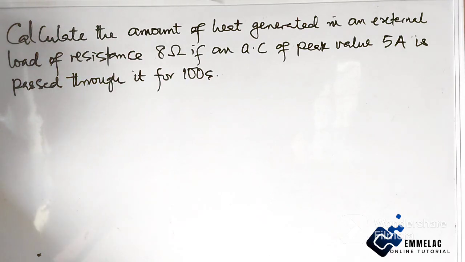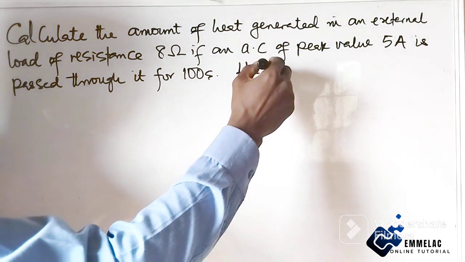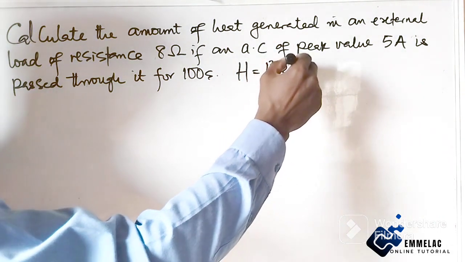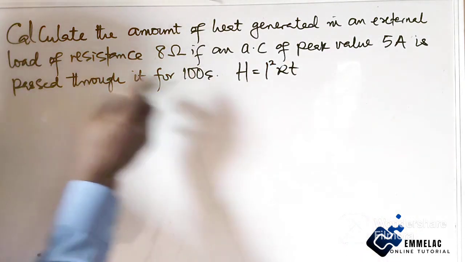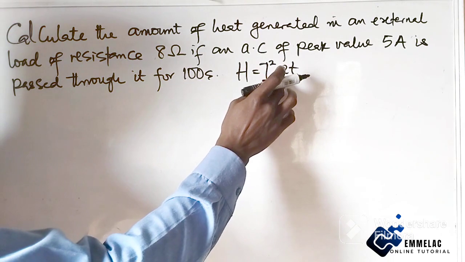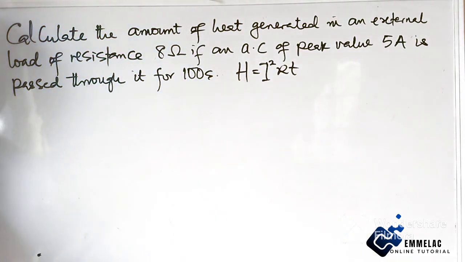Alright, first of all, let us recall the expression or equation for heat. We know that H is giving us I raised power 2 R T, where I is the current, R is the resistance, and T is the time.